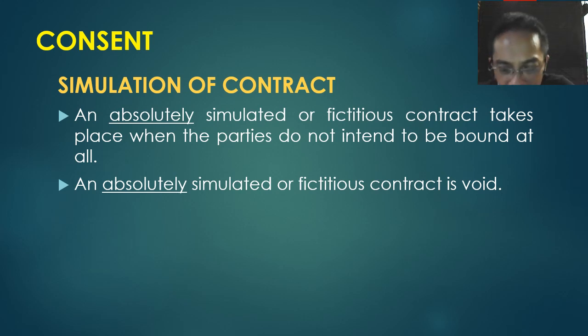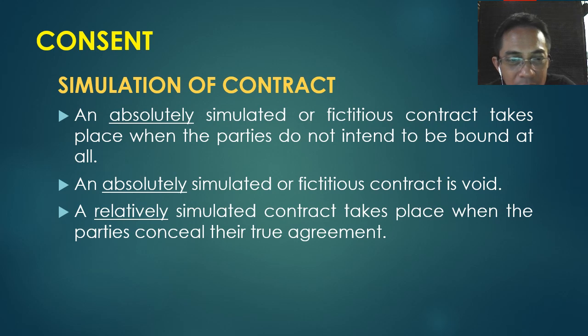Or fictitious. There is another simulation of contract, class, ang tawag relative. A relatively simulated contract takes place when the parties conceal their true agreement. Okay? Meron true agreement, pero i-simulate lang to look like it's another contract. So that is a relative simulation. Example, bibigay ko talaga sa iyo ang cellphone, pero palabas lang natin na binili mo. Okay? Relatively simulated contract. There is an actual contract, pero pinalabas lang as another contract. In my example, it is a donation pero pinalabas na sale.